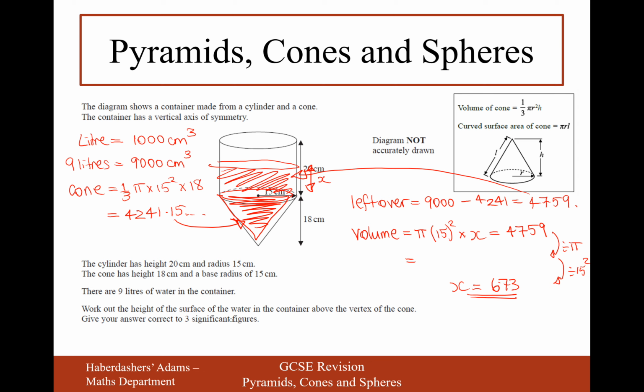So the height of the surface of the water in the container above the vertex of the cone. So if this is the vertex of the cone, we'll just need to add on 18 to our answer, and that would be 24.7 to 3 significant figures. So the total height that water will go up to is 24.7 centimeters. Lovely, there we are. That's the answer to this question here.